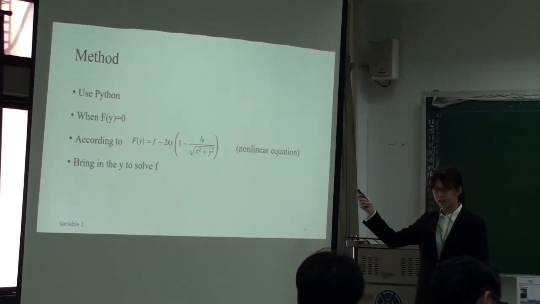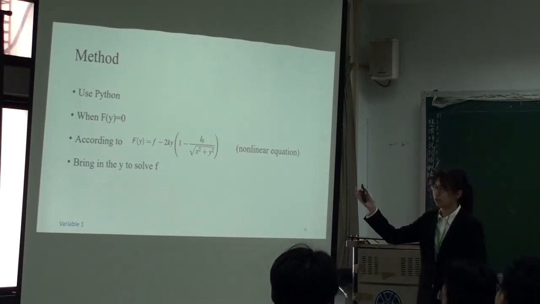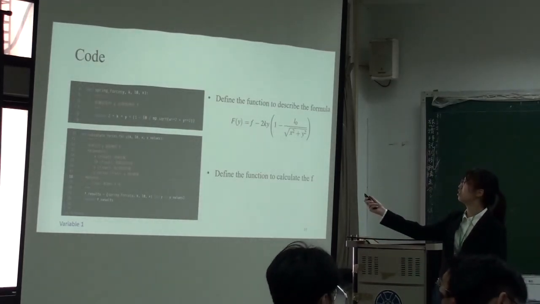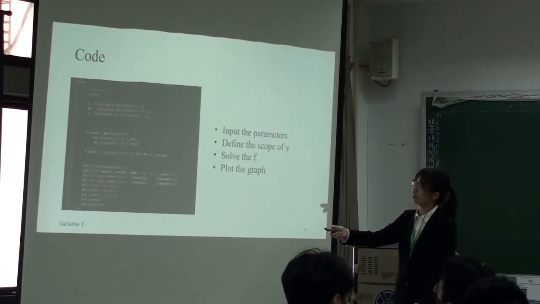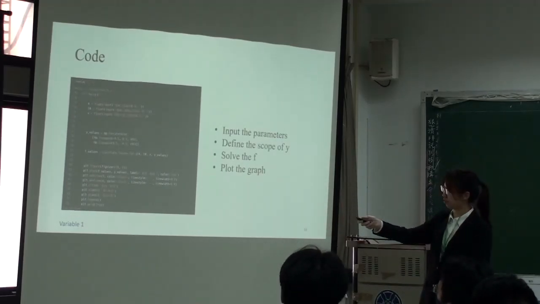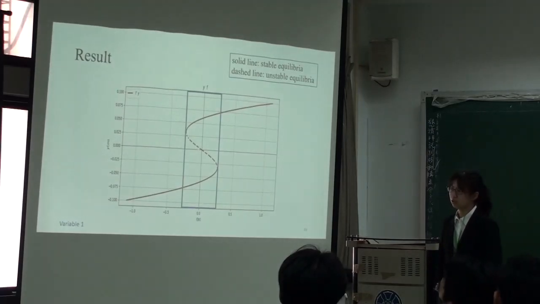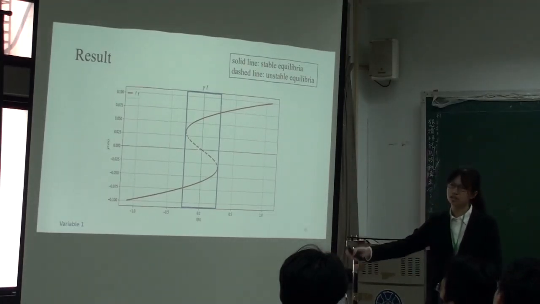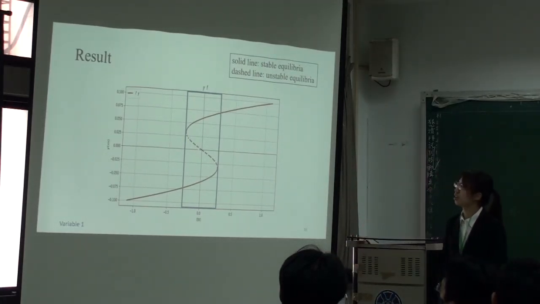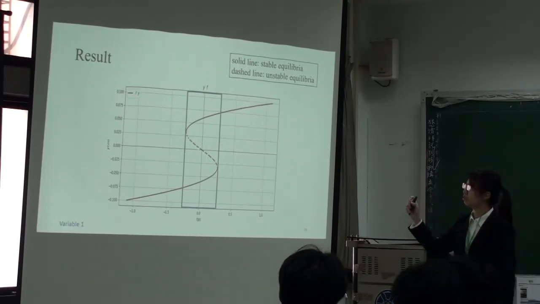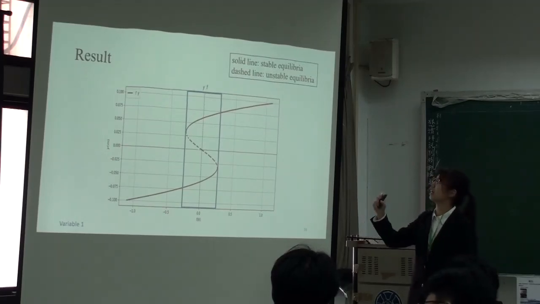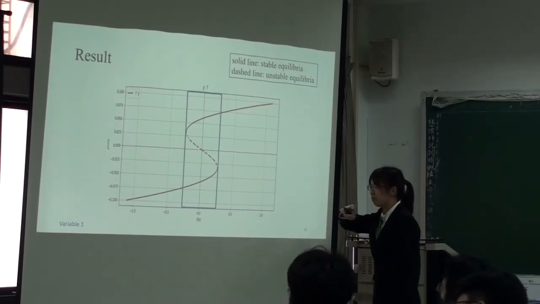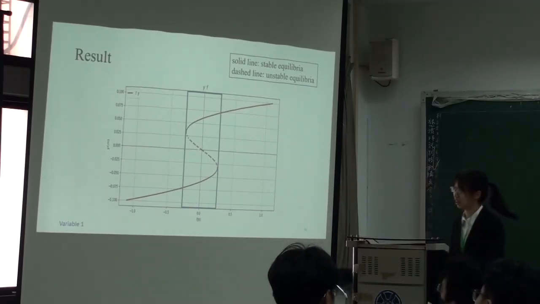Here we also use Python, and according to our equation, we bring in the Y to solve for F. So here's our code. We define our equation, then do the calculation and plot the graph. Here are our results. In this graph, the x-axis is the external force and the y-axis is the y. The solid line stands for the stable equilibrium, and the dashed line stands for the unstable equilibrium. You can see that there are three possible equilibria in this range.